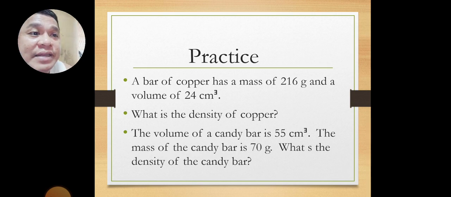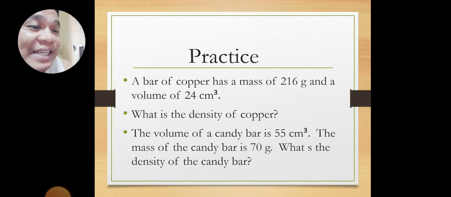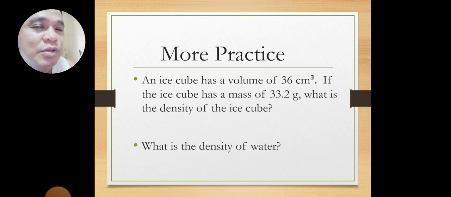The volume of a candy bar is 55 cubic centimeter and the mass of the candy bar is 70 gram. What is the density of the candy bar? So compute. Please try to compute that example, because it may come out during the quiz, the long quiz, or the exam. So you had better watch the video fully, completely.